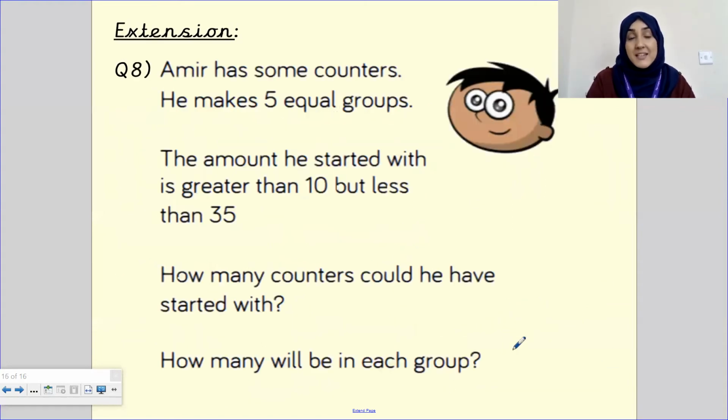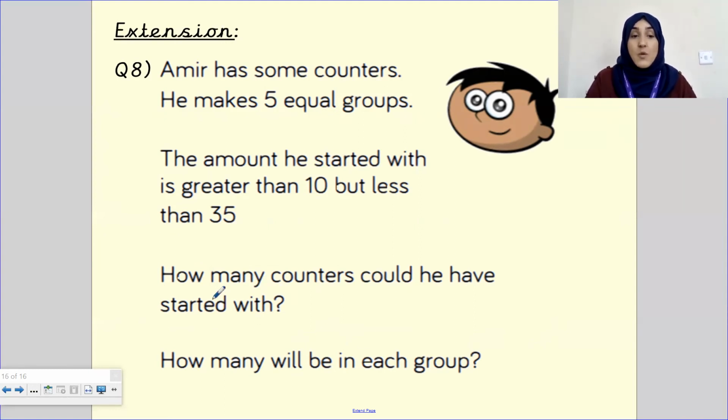Okay, question number 8. Amir has some counters. He makes 5 equal groups. The amount he started with is greater than 10, but less than 35. How many counters could he have started with, and how many will be in each group? So this is a reasoning question. It's something for you to think about. Reasoning and problem solving 2 in 1.